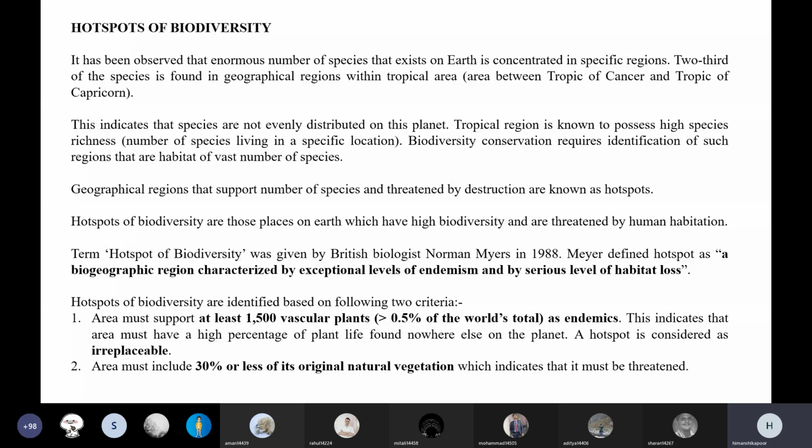So you have to focus on 2 points. So it is the geographical region that supports number of species and it is threatened by destruction. So दोनों की points लिखना जरूरी है अगर हम hotspots को define करते हैं. So it is sustaining a number of species, then it is threatened by destruction. So these places are known as biodiversity hotspots. So these are places on earth which have high biodiversity and are threatened by human habitation or human activities.